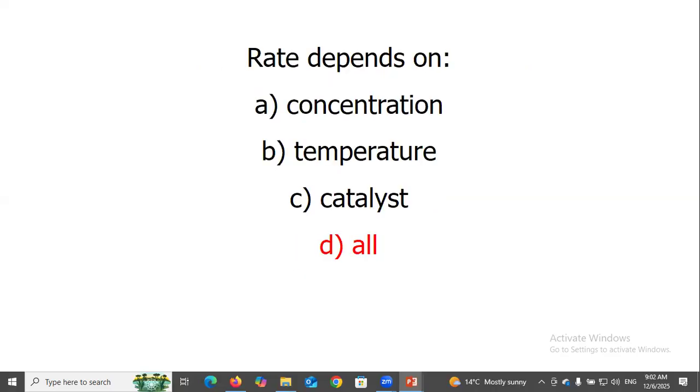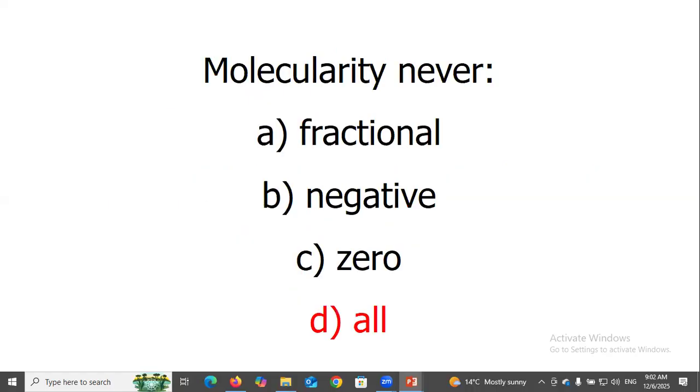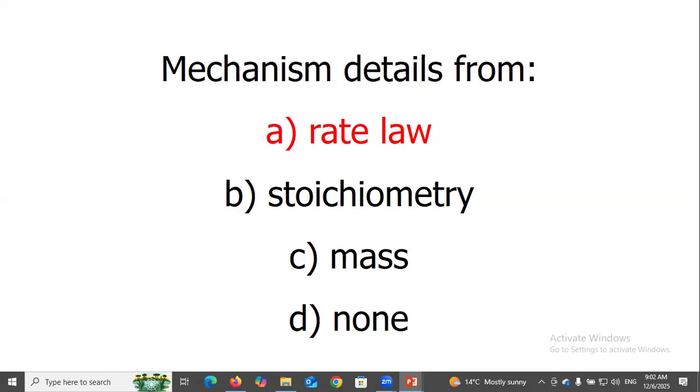Rate depends on concentration, temperature, catalyst, all. Option D, all. Order is sum of the powers in the rate law, sum of the stoichiometric coefficients, molecularity, none. Correct option is option A, sum of the powers in the rate law. Molecularity is never fractional, negative, zero, all. Correct option, option D, all.